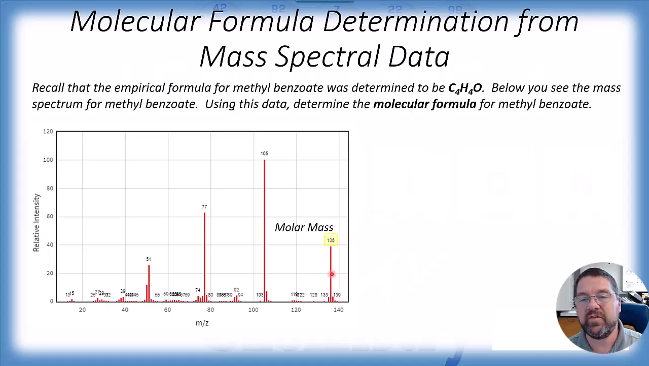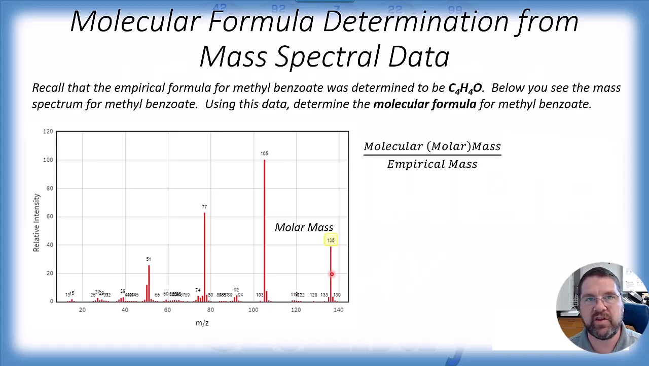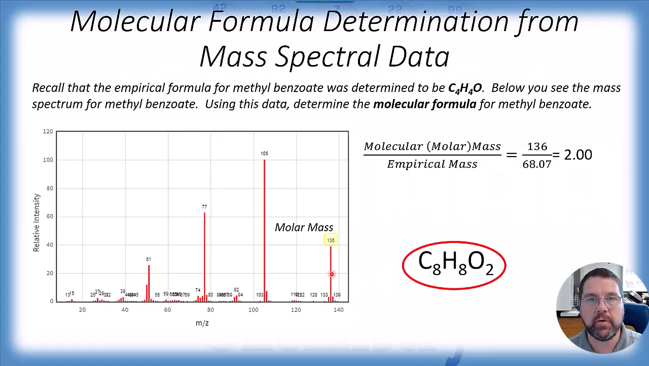So if we use that now with the empirical mass that we can calculate from C4H4O, which comes out to a little over 68, divide those two numbers, and again we get 2 here. So that means the actual ratio of carbon to hydrogen to oxygen in methyl benzoate is 8 carbons, 8 hydrogens, and 2 oxygens. So we get the molecular formula.